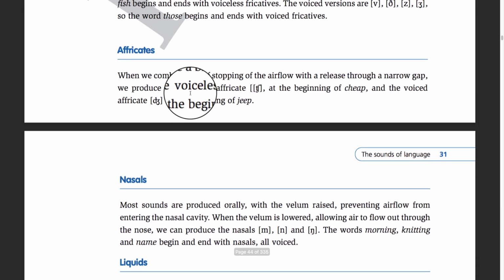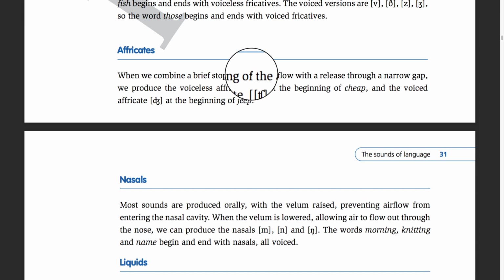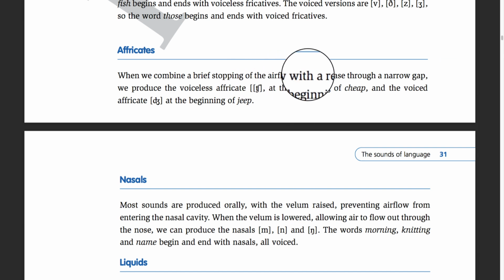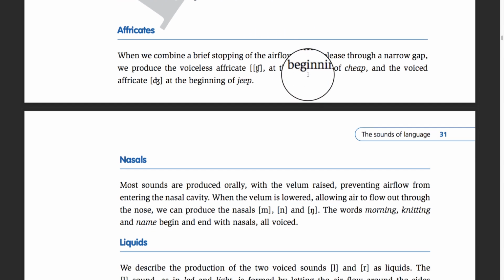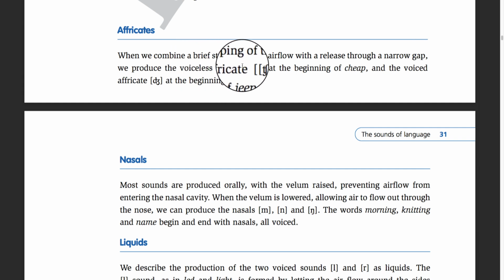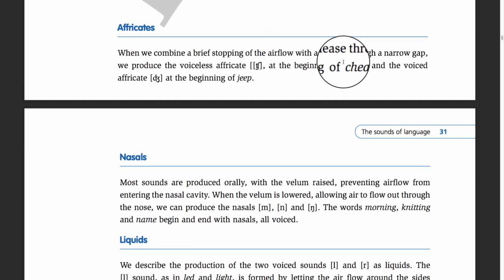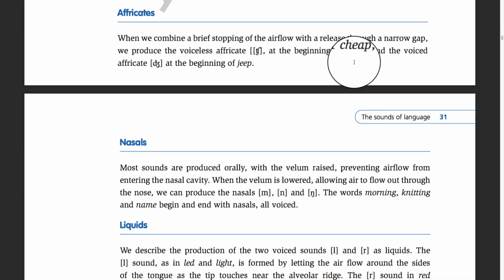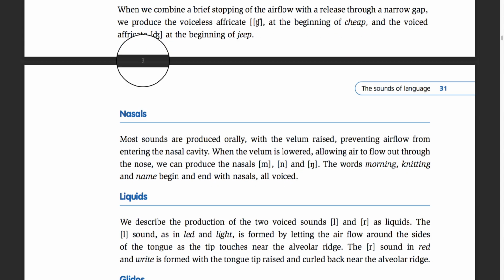Affricates. When we combine a brief stopping with the airflow, with the release through the narrow gap, we produce the voiceless affricates، اللي هي تش، من مثال cheap، and the voiced affricates j as in jeep.